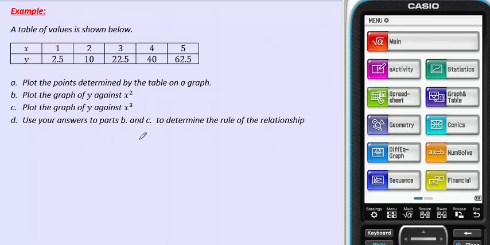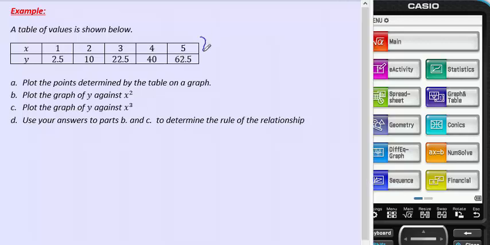This question is ultimately asking us to determine the rule for the relationship which has these values. First of all, it's asking us to plot the points and then start plotting my x squared and my x cubed relationships and using that to try and work out what my rule is.